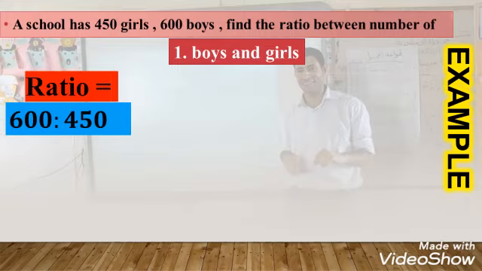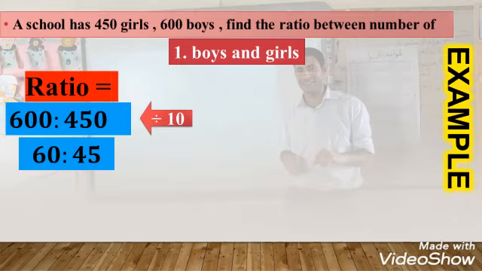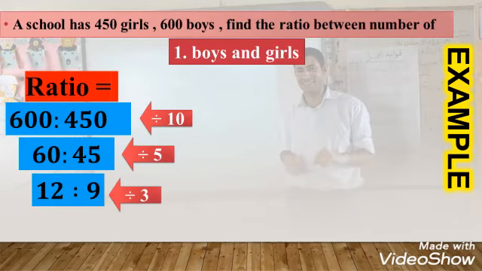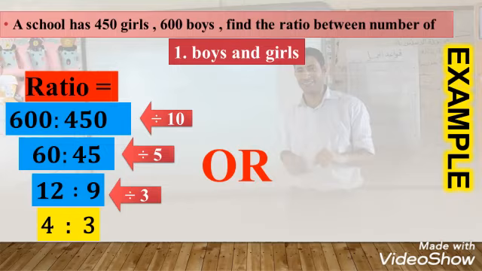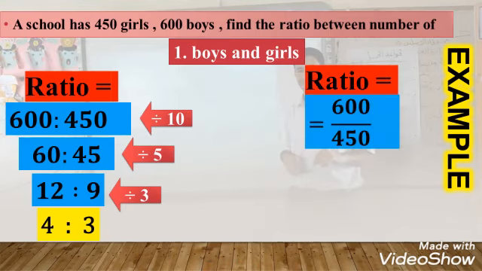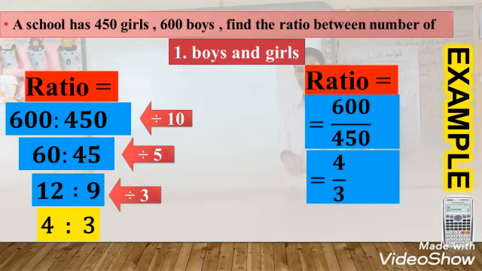Ratio equal 600 to 450. By the same way, we will divide by 10. The result will be 60 to 45. And we can divide by 5. The result will be 12 to 9. Dividing by 3, the result will be 4 to 3. Or we can use another way like this. Ratio equal 600 divided by 450, and with our calculator we can find the result 4 over 3. Then the ratio is 4 to 3.